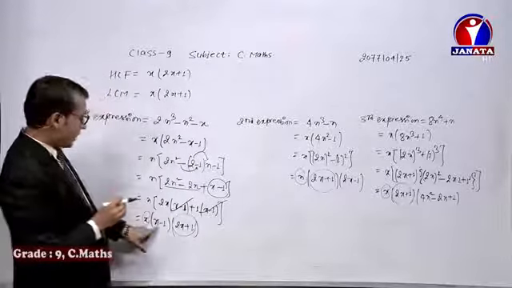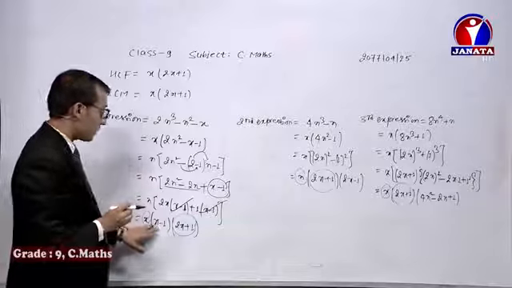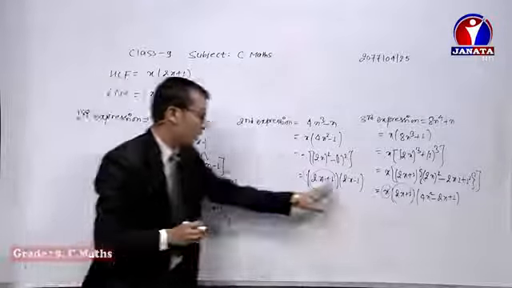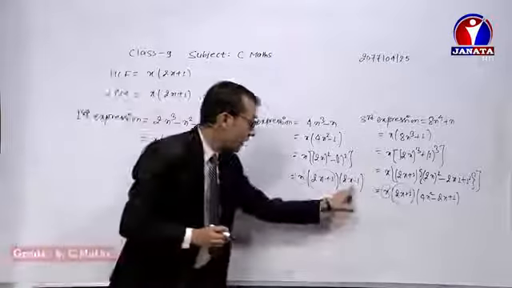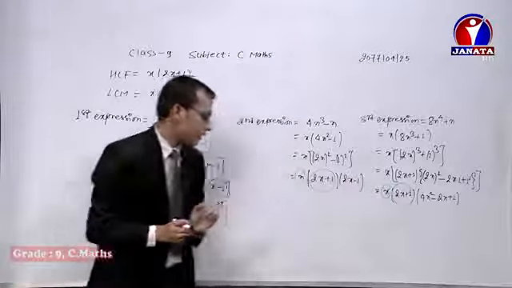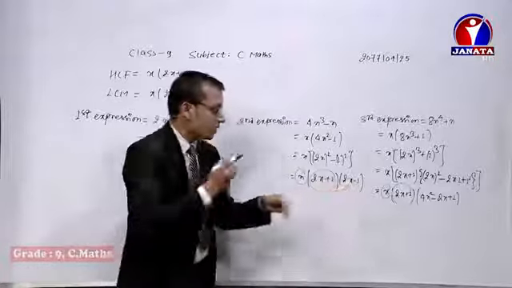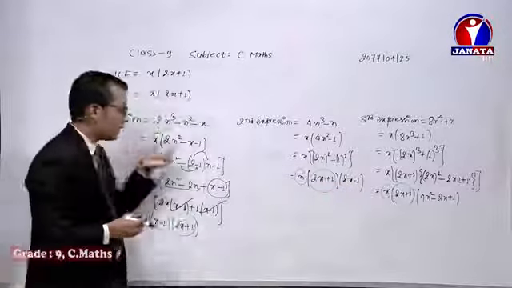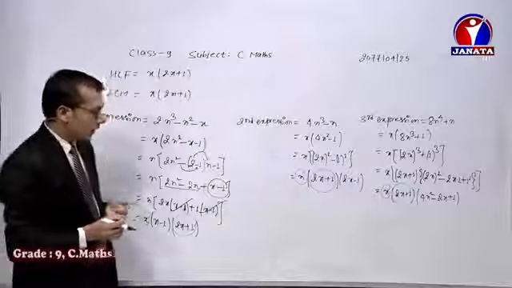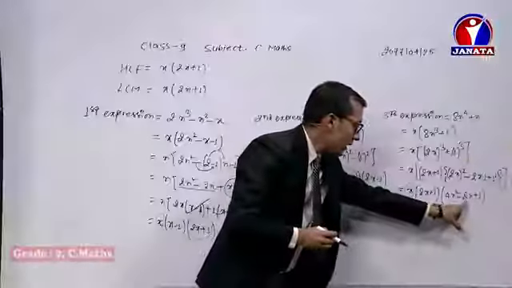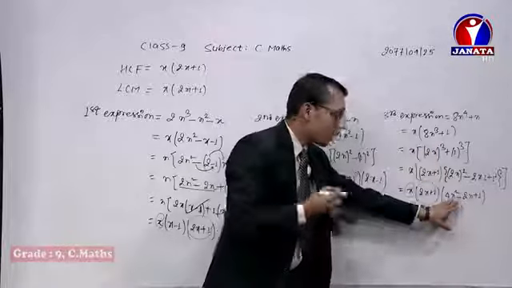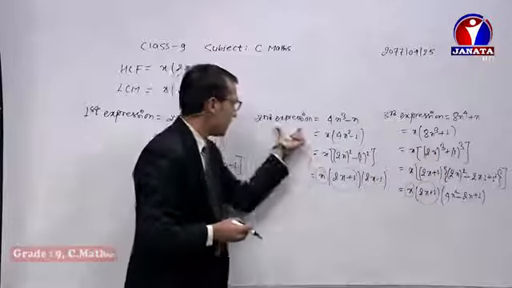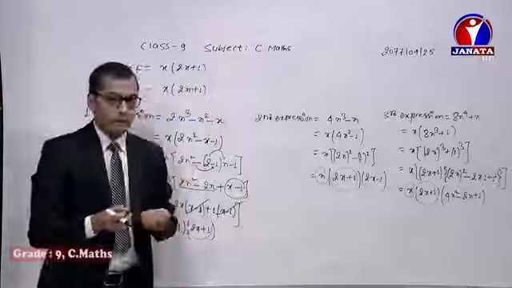So x minus 1 is in the first expression. There is no x minus 1 in the second and third expression. Similarly, we can see 2x minus 1 is a factor of the second expression, and 2x minus 1 is not in the first and third expression. So similarly, 4x square minus 2x plus 1 is one of the factors of the third expression, and this is not present in the second and first expression.